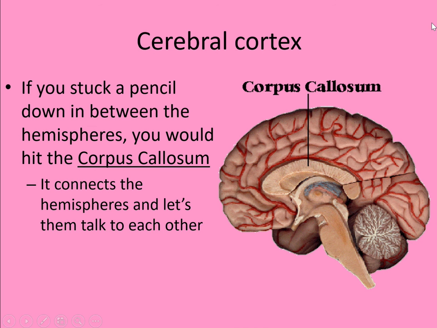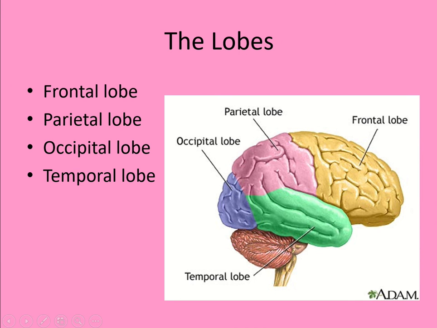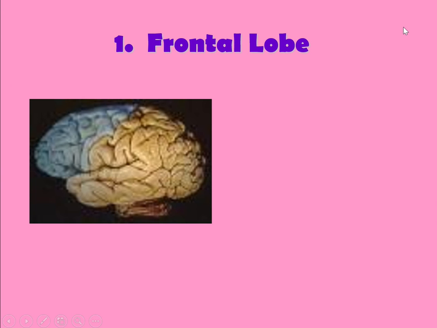We don't see it get cut very often, which we'll talk about later with split brain operation. We do see them talk to each other a lot because they constantly have to be comparing notes. What did you see? What did I hear? What did you do? Right? And they're always kind of in sync with each other. So we'll talk about the corpus callosum more when we get to split brain procedures. First, we're going to tackle the lobes.